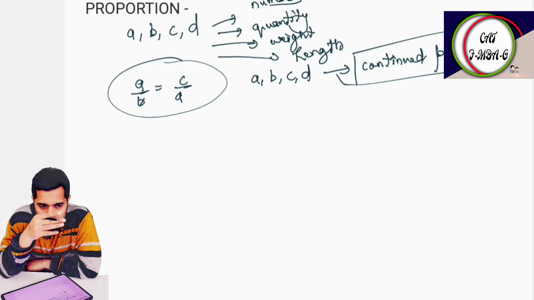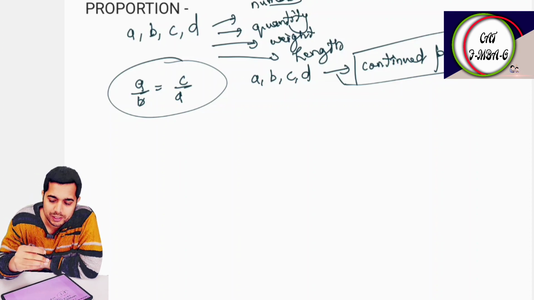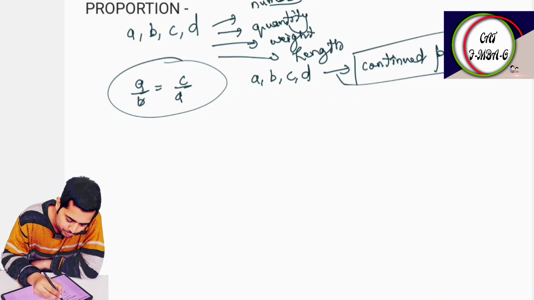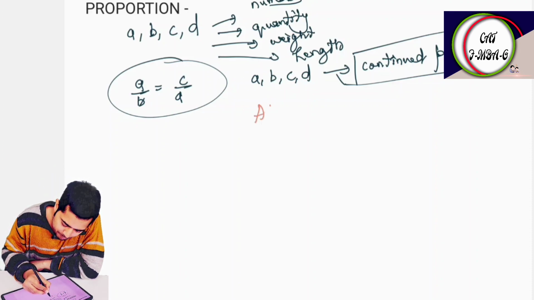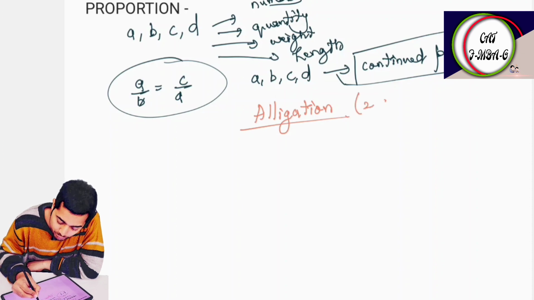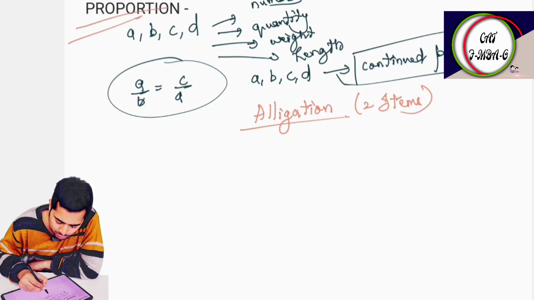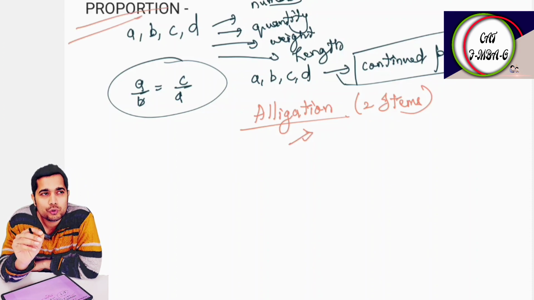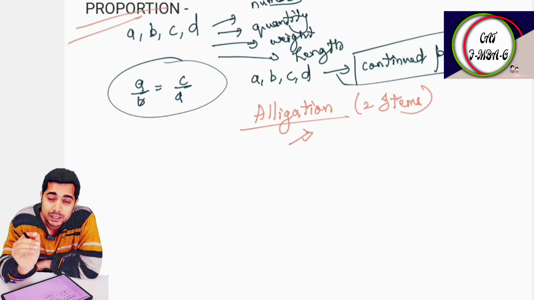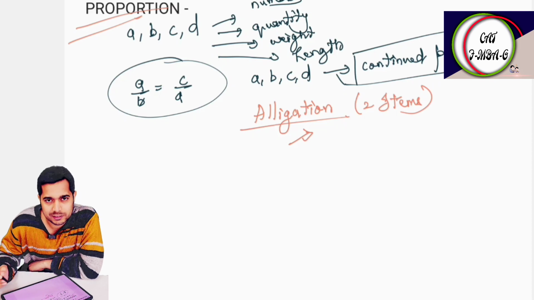But basically, one of the most important tricks or concepts here is alligation. There is going to be a separate video on alligation also, but still I am going to teach you here as well. This is a very important concept, alligation of 2 items. For 3 items I will teach you separately. All the proportion questions can be solved by this concept, and you are going to get your answers 100% right in a very easy manner. So let's see what this alligation method says.